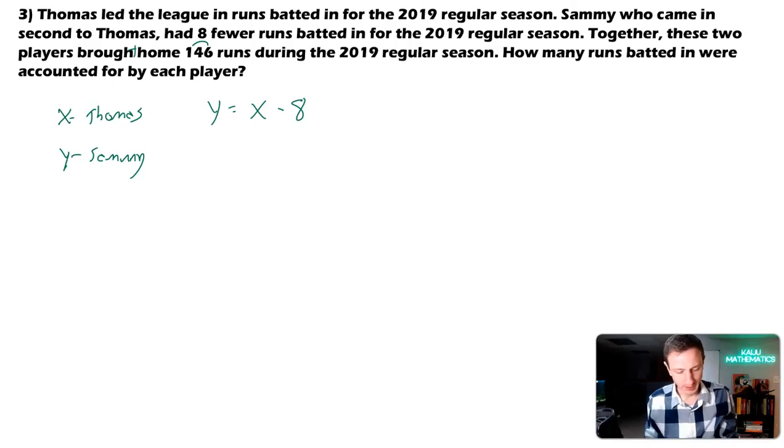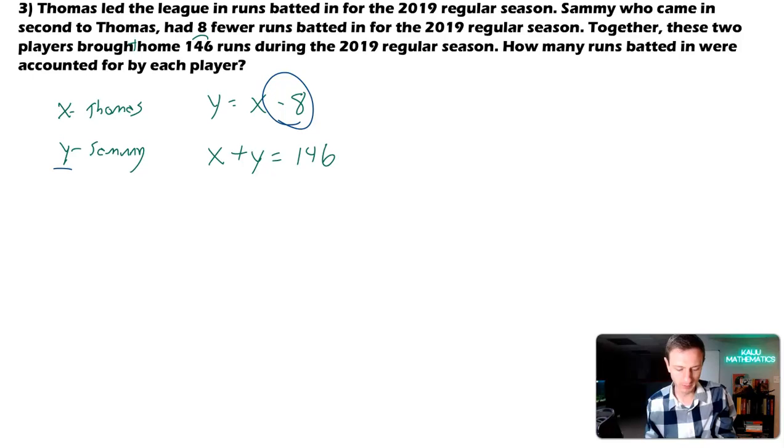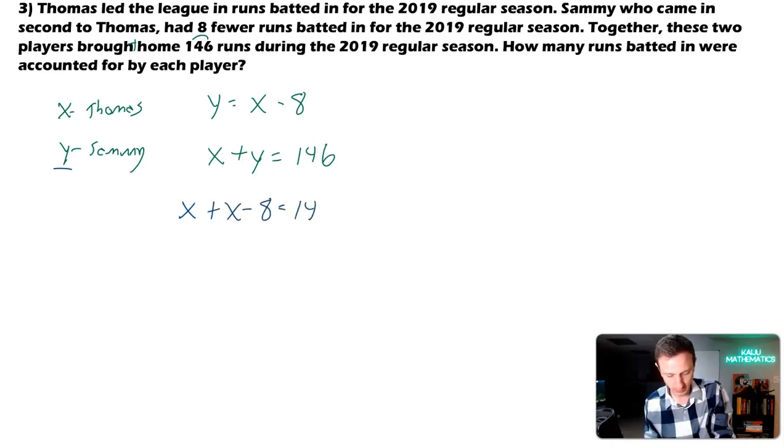Okay. Together, these two players brought in 146 runs. So if we put them together, Thomas's RBIs plus Sammy's RBIs, we will get a total of 146. There's our system. So Sammy was Y, and Sammy has 8 fewer RBIs than Thomas. And then together, X plus Y, they make up 146 RBIs. So we have Y equals X minus 8. So let's go ahead and substitute in Y. So X plus X minus 8 equals 146.